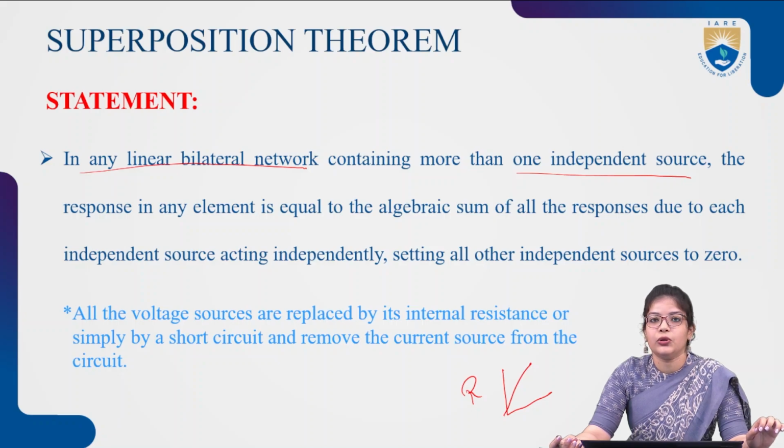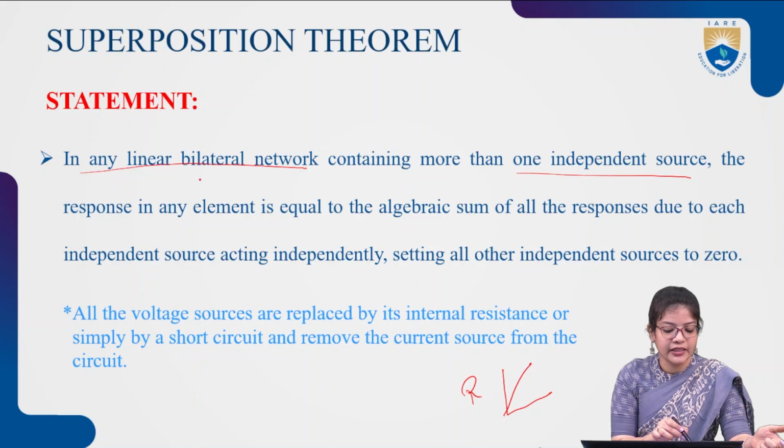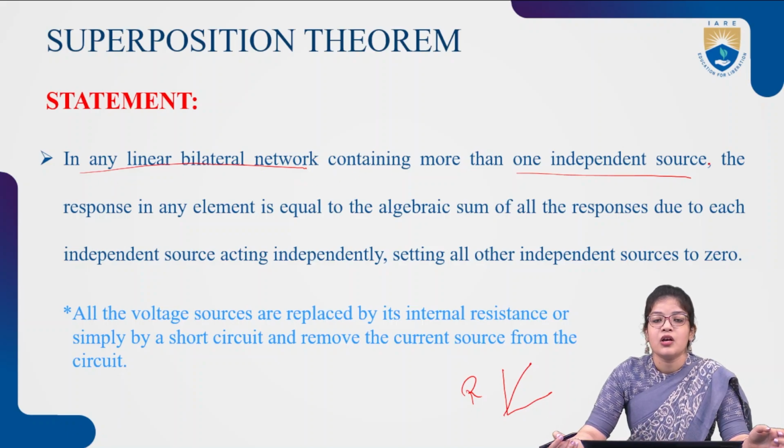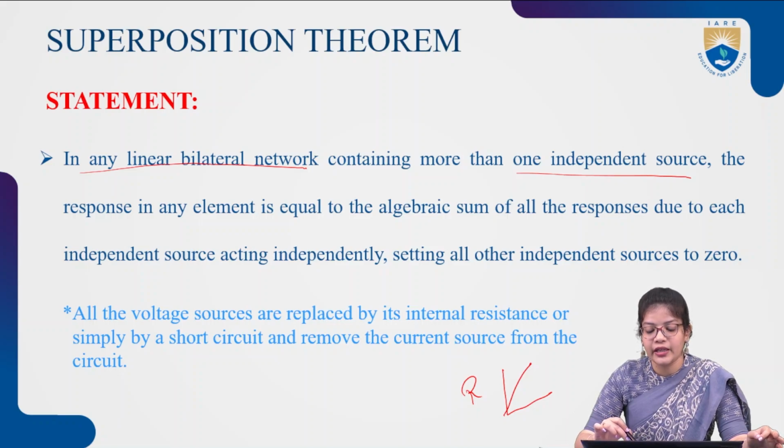If we consider a unilateral network, it will allow the flow of current, or whatever it may be, in only one direction. If we consider a bilateral network, it will allow the current in both directions. Here, the network contains more than one independent source. A source is nothing but something which delivers energy. Mainly we will be considering current sources or voltage sources. It should contain more than one independent source, then only will the superposition theorem be applicable.